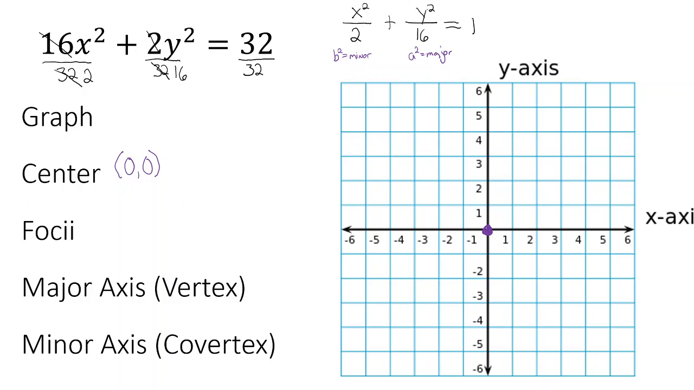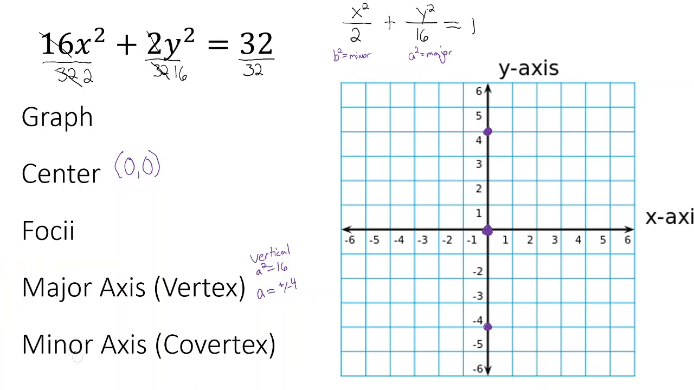So if we start with the major, which is vertical, it's going to travel vertically because it's under y. A squared equals 16. Hopefully you get that a is going to equal positive or negative 4. So that means I can go up 4 from 0, 0, and I can go down 4 from 0, 0.